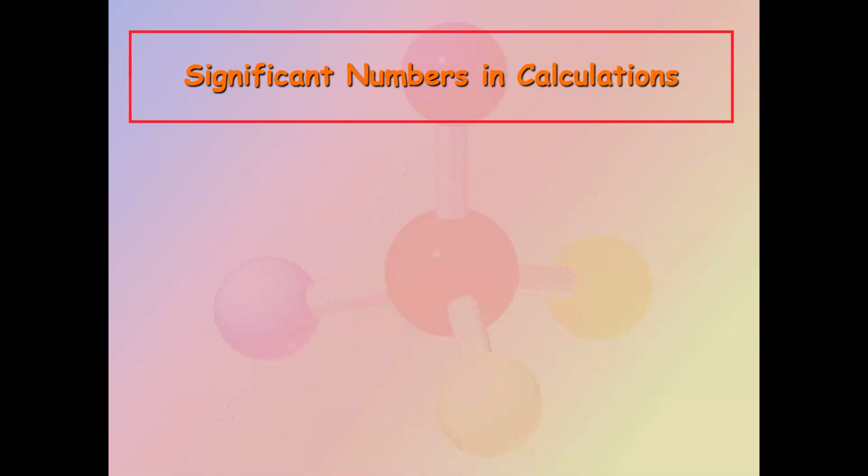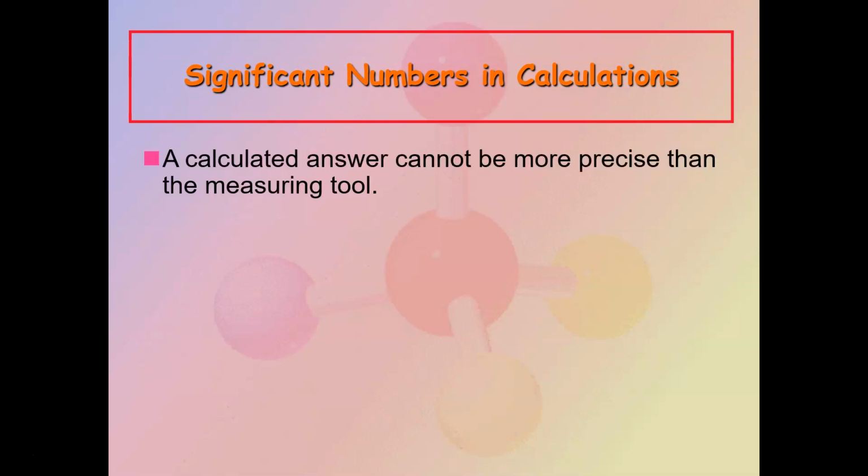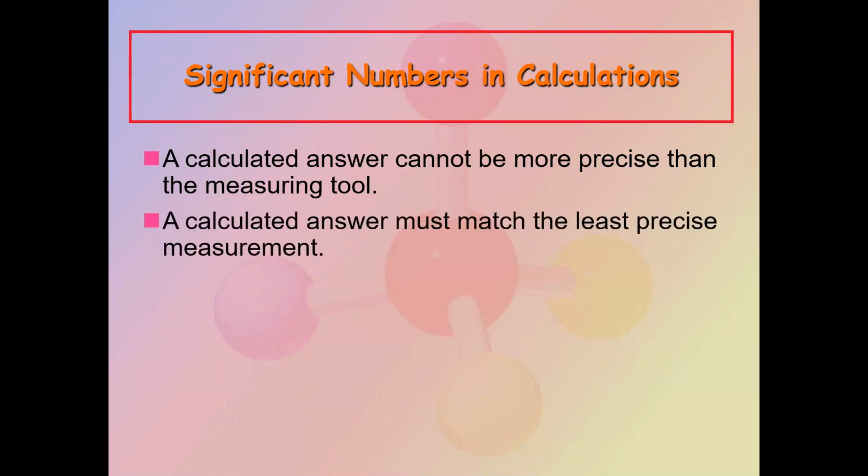So this brings us to significant numbers and calculations. In chemistry, you are going to be doing a lot of math. I joke that chemistry is science math. And when you give me an answer, you don't just get to write down everything that your calculator tells you. You have to give me your answer in significant figures or you will lose points. So let's talk about how that works. A calculated answer cannot be more precise than the measuring tool. A calculated answer must match the least precise measurement.